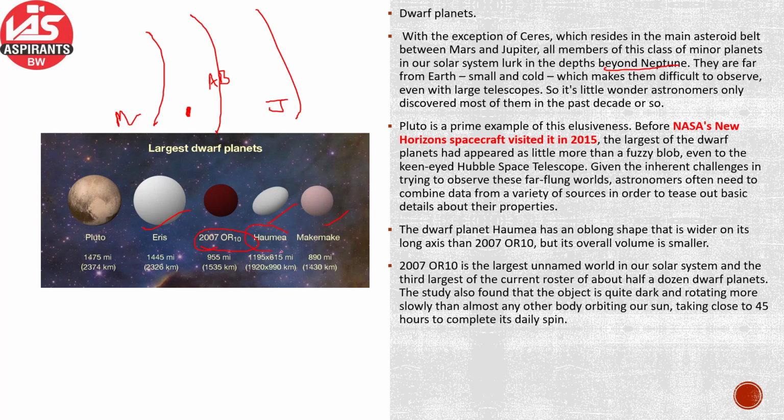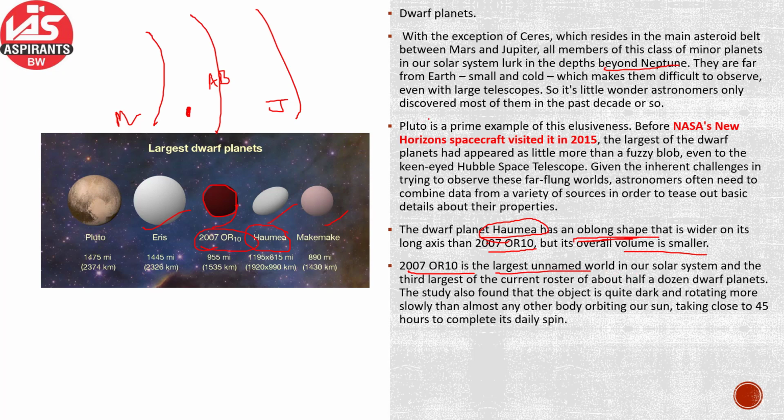Now here Haumea has an oblong shape, so you can see the shape of the dwarf planet Haumea. It's wider on its longer axis as compared to 2007 OR10, but its overall volume is smaller, and therefore OR10 is the larger planet as compared to Haumea. And I told you 2007 OR10 does not have a name, right? So it is the largest unnamed dwarf planet in our solar system.